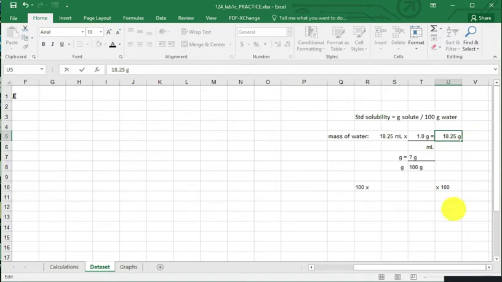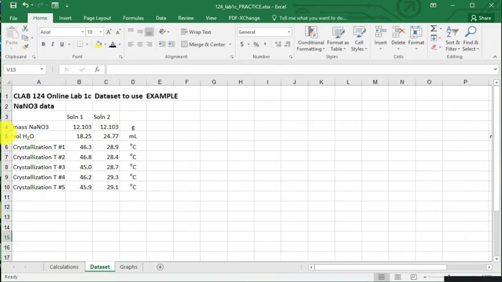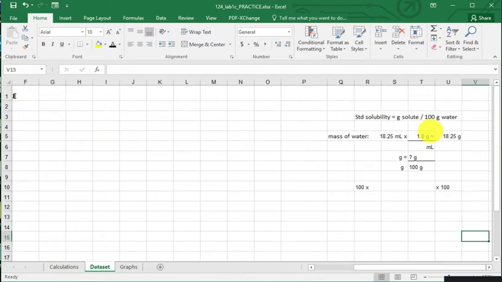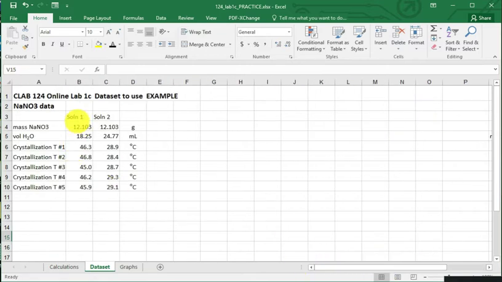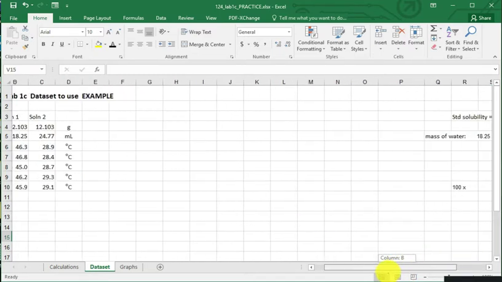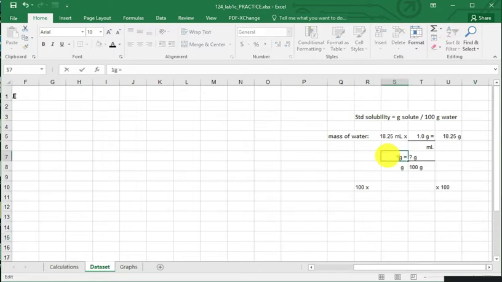So I don't really have to do any conversions, right? When we look over here, we recognize that this volume of water, since water at these temperatures has a density of 1, is really the same number of grams. You could make an argument that technically, as we're using these higher temperatures, there's a slightly different density, and make corrections for it, but we're not going to do that. So the next thing is that in this case, I have 12.103 grams of NaNO3 in 18.25 grams of water.